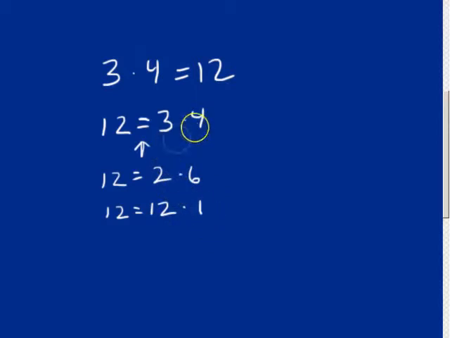We've covered 1, 2, 3, 4. 5 isn't going to go into it. 6 will go into it. 7 won't go into it. 8 won't. 9 won't. 10 and 11 won't. So yeah, these are your factors. The factors of 12 are 3, 4, 2, 6, 12, and 1. So that was just an example right there. Don't let that get you confused.